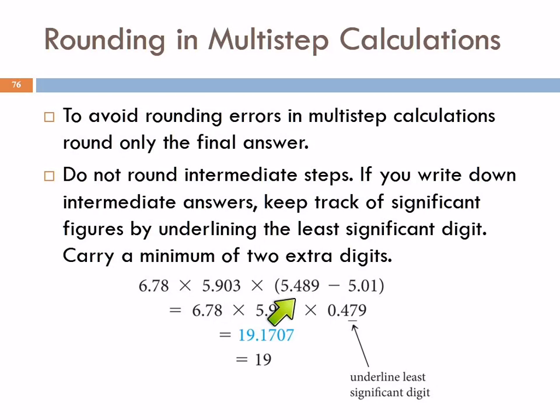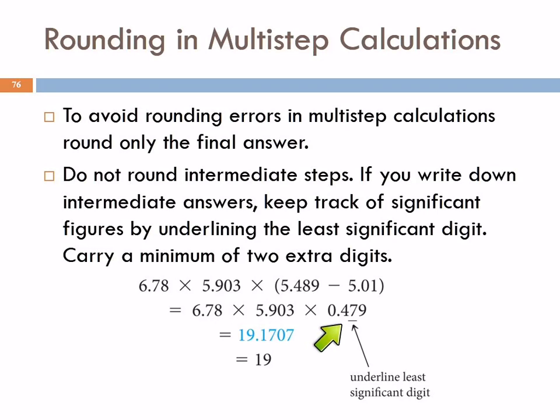This has 3 decimal places. This has 2 decimal places. So this has 2 decimal places. We're not going to actually round it off because that can introduce error into our final result. But what we're going to do is underline the last significant digit so that when we do the multiplication in the next step, we can count them correctly.